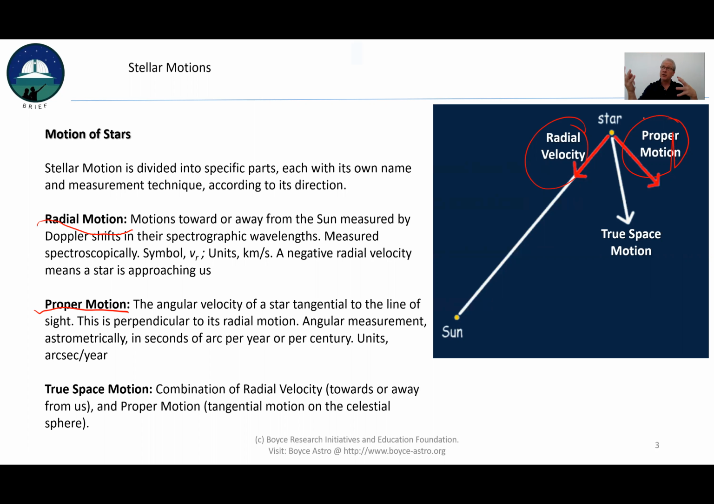When you combine the two, proper motion and radial velocity, you get what's called true space motion. Remember, space is 3D. Sometimes it looks like everything is on a flat surface, but in reality, it is 3D, and therefore the true space motion gives us the combination of what is really going on in the night sky.